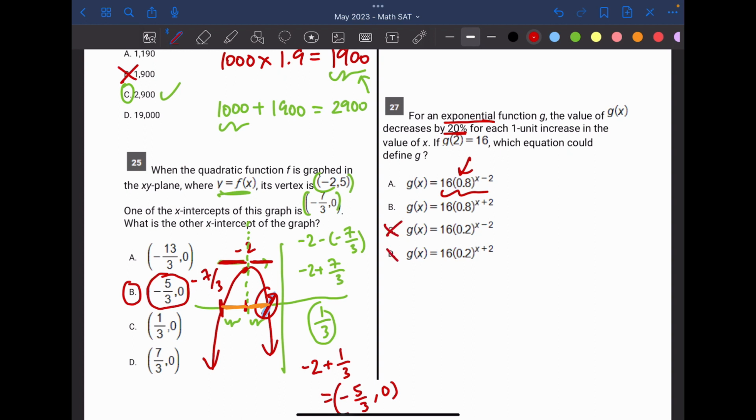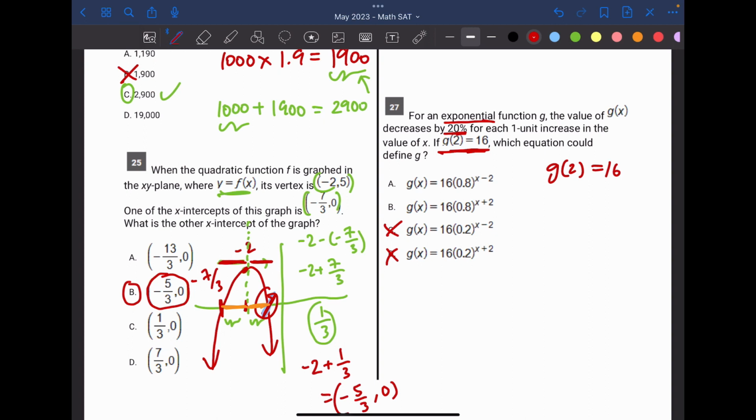That means both of these are already wrong because they have 0.2 in them. That's wrong. You have to have 0.8 in them because that's what you have left. And now we need to make g of 2 equal to 16 on this graph. So when you plug in 2, it should give you 16.